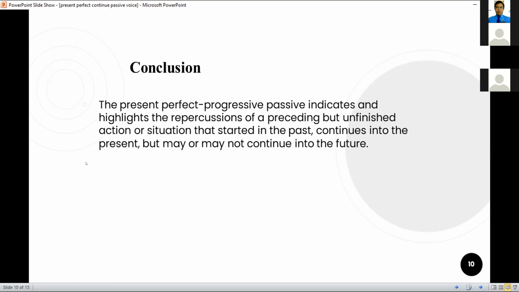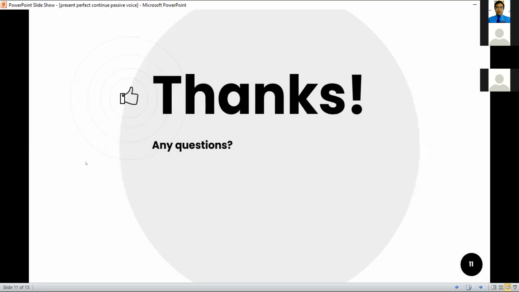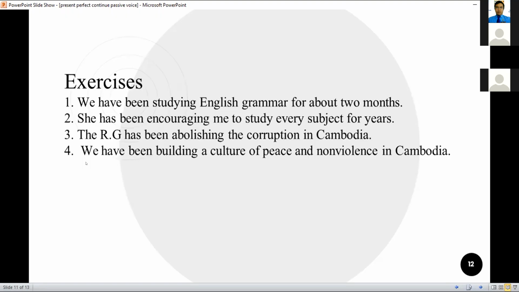Next slide. For the exercise, I move to our friend. Thank you, teacher, and thank you, everyone. Yes, thank you, Sister. I have 4 exercises for everyone to change the present perfect continuous from active to passive. I give you 5 minutes to do this. After we finish, I will show the answers to everyone.